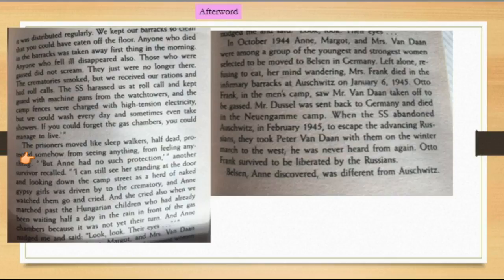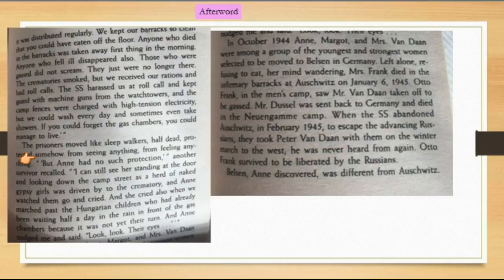But Anne had no such protection, another survivor recalled. I can still see her standing at the door and looking down the camp street as a herd of naked gypsy girls was driven by to the crematory. And Anne watched them go and cried. And she cried also when we marched past the Hungarian children who had already been waiting half a day in the rain in front of the gas chambers because it was not yet their turn. And Anne nudged me and said, "Look, look, their eyes."